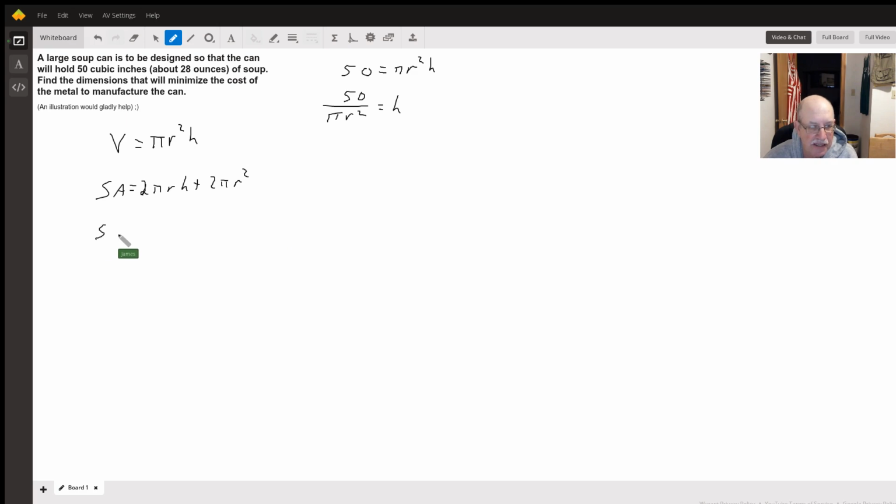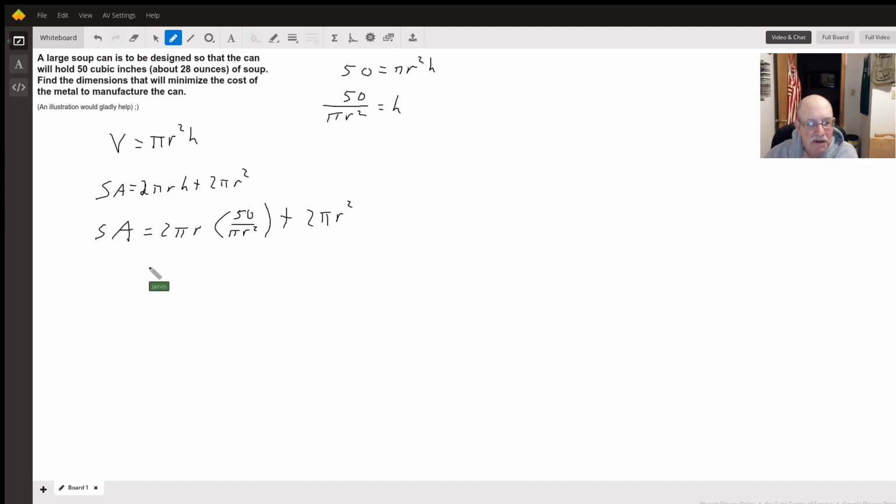So when I do that, I get surface area equals 2 pi times the radius times 50 over pi times the radius squared, plus 2 pi r squared. Okay. The 2 pi rh gives you the lateral area, or the area of the side of the can, and the 2 pi r squared takes care of the top and the bottom.